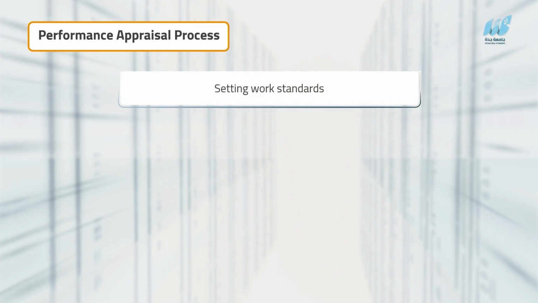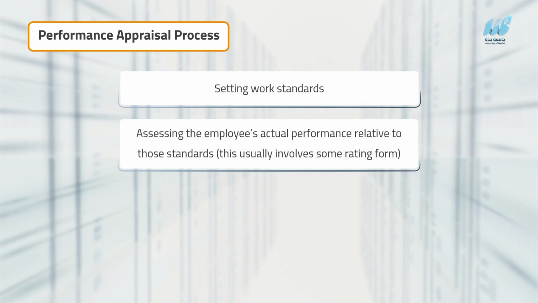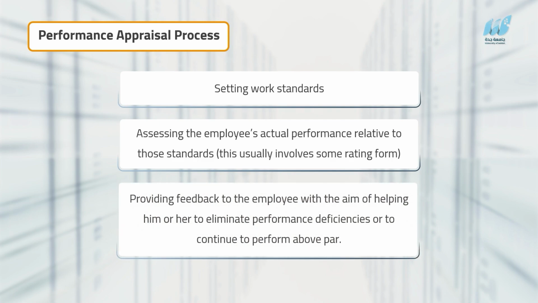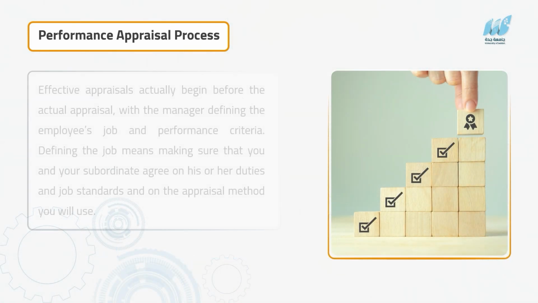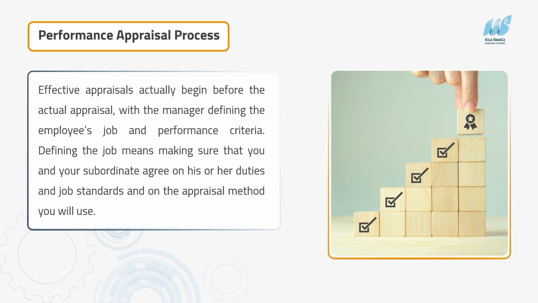1. Setting work standards. 2. Assessing the employee's actual performance relative to those standards. This usually involves some rating form. 3. Providing feedback to the employee with the aim of helping him or her to eliminate performance deficiencies or to continue to perform above par. Effective appraisals actually begin before the actual appraisal, with the manager defining the employee's job and performance criteria. Defining the job means making sure that you and your subordinate agree on his or her duties and job standards and on the appraisal method you will use.